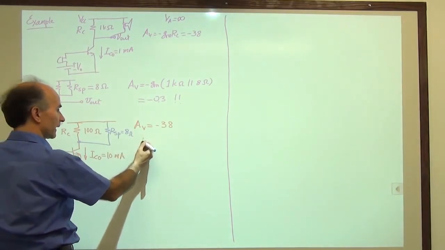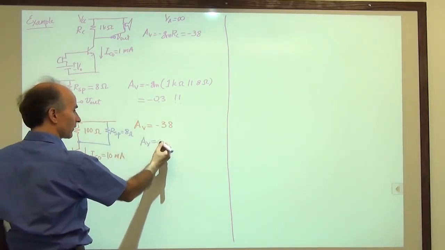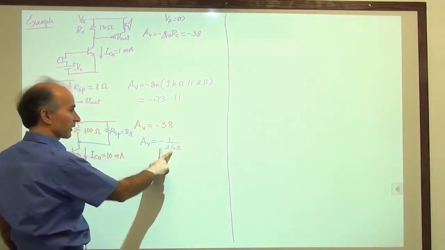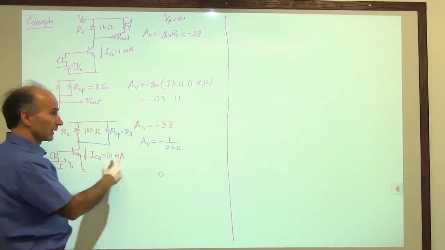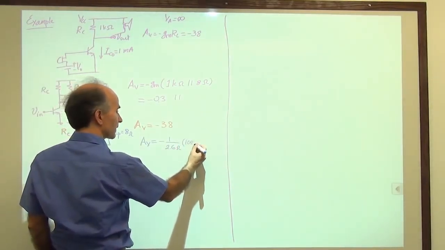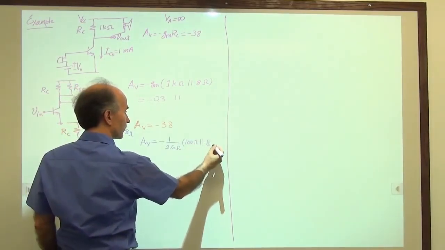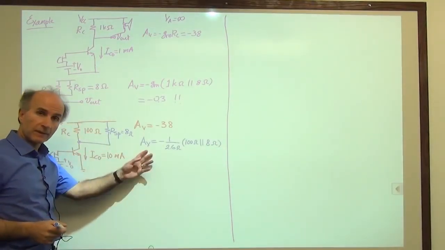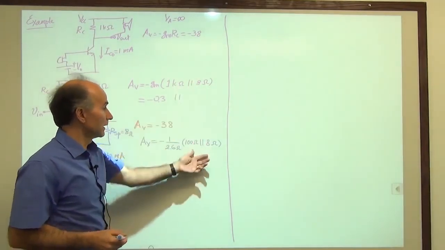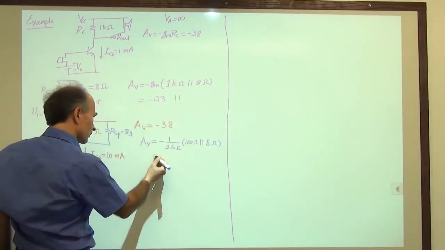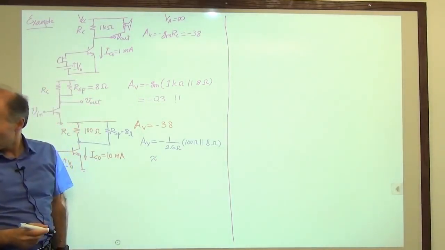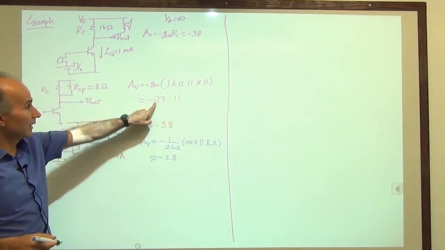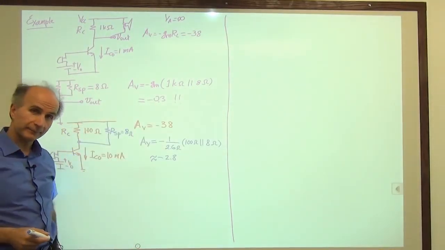And I will write the resulting AV in blue. So now this will be minus GM, which is 1 over 2.6 ohms, because the current has gone up by a factor of 10 to 10 milliamps, times 100 ohms in parallel with 8 ohms. How much is this? Well, this doesn't change much, but this one has gone up by a factor of 10. So this will give us a gain of minus 2.8. So suddenly, the gain has gone up by almost a factor of 10.